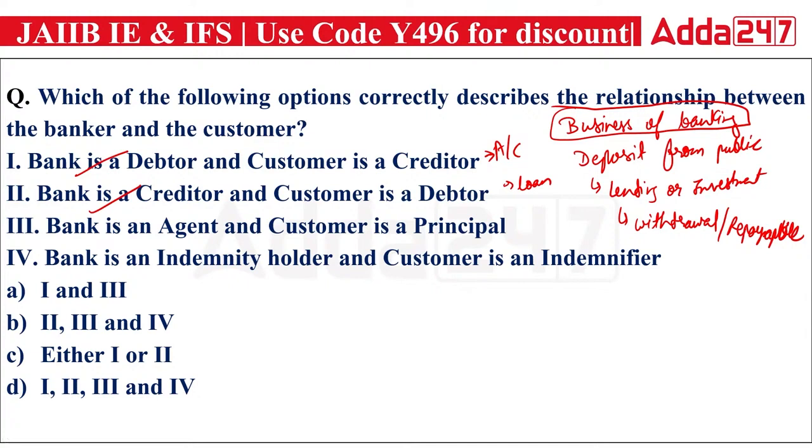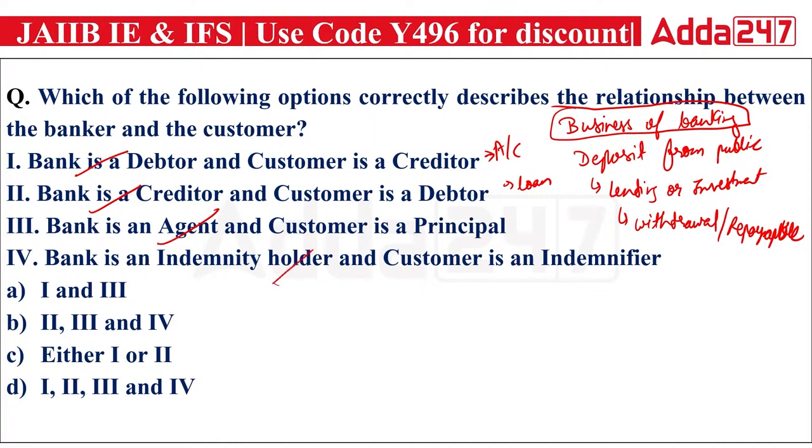And to pay my electricity or to pay my premium of the insurance policy, etc. In that case, the bank becomes the agent and I will be the principal. So agent and principal relation. Next, bank is the indemnity holder and customer is indemnified.